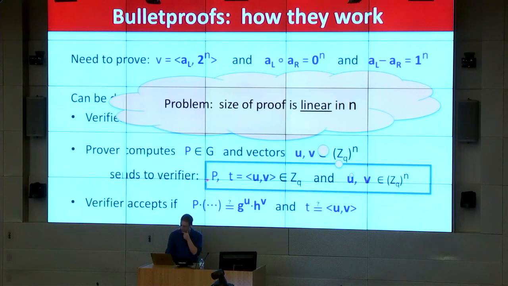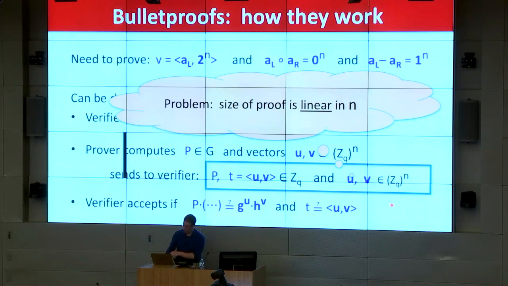So again, we have p, t. That's fine. Those are just two elements. That's easy. But then we have these gigantic vectors. And the only thing the verifier has to check is that t is in fact the inner product of these two vectors, and p is in fact of the form g to the u times h to the v. That's all the verifier has to do.